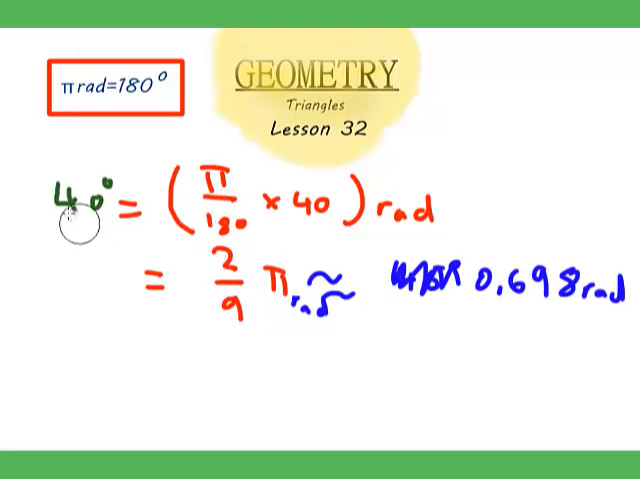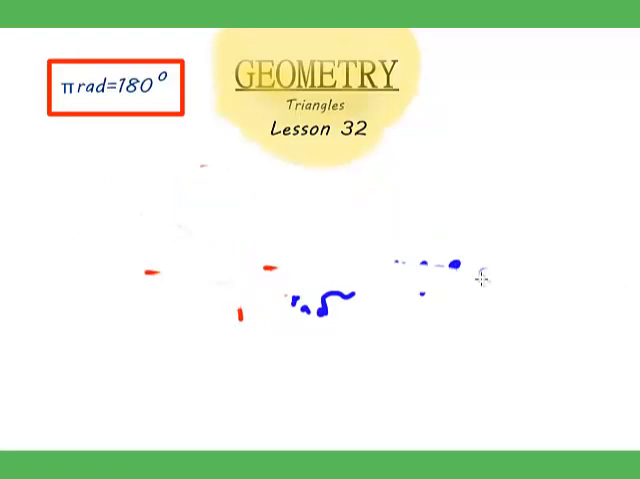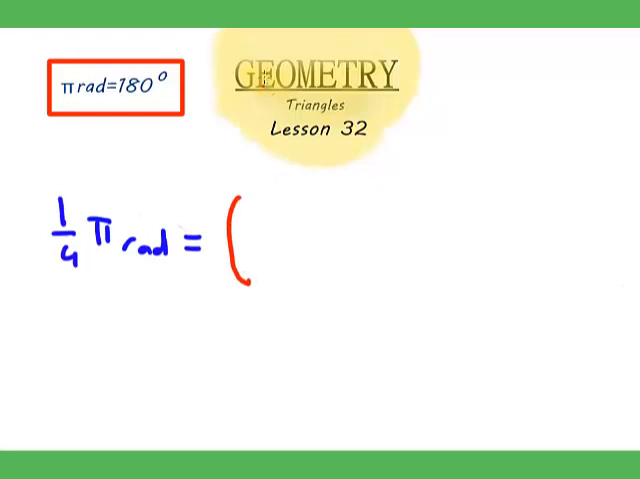So now let's rub everything out. And now let's do another example. And in this example, we will be switching radians to degrees. So let's try 1 over 4 pi radians. Well, 1 radian is equal to 180 over pi degrees. And if we multiply this by 1 over 4 pi, because there are 1 over 4 pi radians, and this is in degrees, of course, because we're switching from radians to degrees.